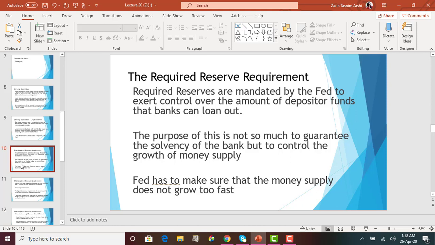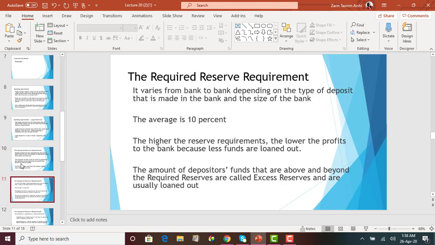So basically two things we learned. Legal reserve is an asset for the bank that consists of the cash in the vault and the deposits that they keep with the Fed. And required reserve is a reserve that the bank has to keep or set aside, as mandated by the Fed, for all the deposits made by customers. Now, how much reserve is required? Like when I'm depositing $100, how much do they have to keep aside?